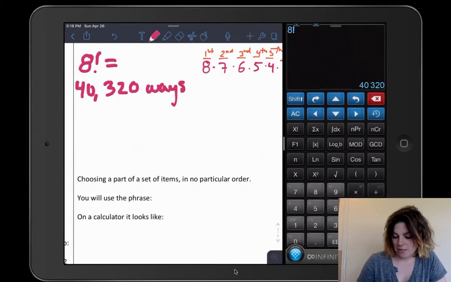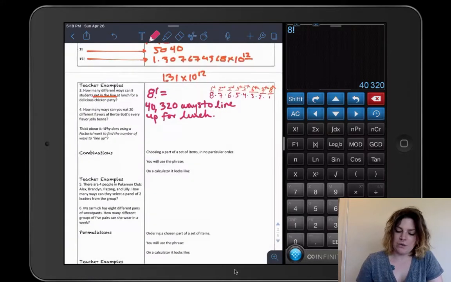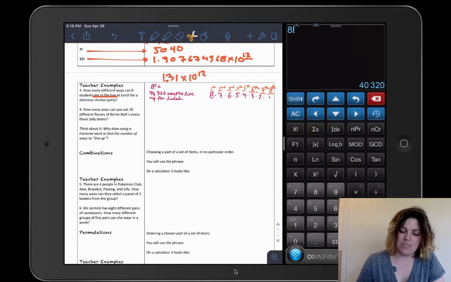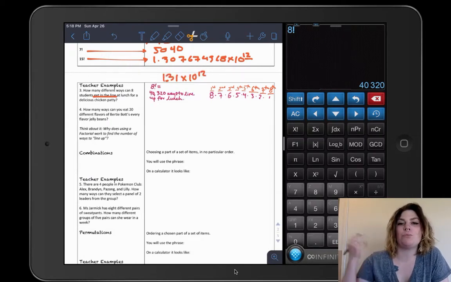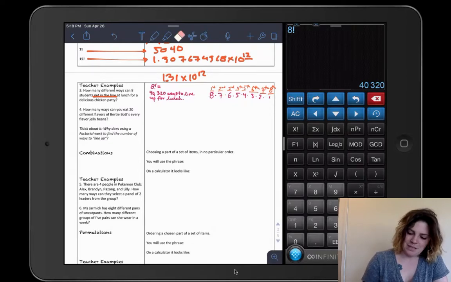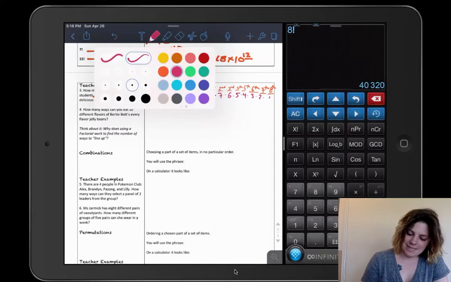Ways to line up for lunch. All right, so I know that seems like a really, really big number, but we were just talking about how these numbers get really, really big really fast because you're multiplying by a number that's bigger and bigger and bigger and bigger. Or if you're looking at it this way, it would be smaller. Okay, let's take a look at this next question.